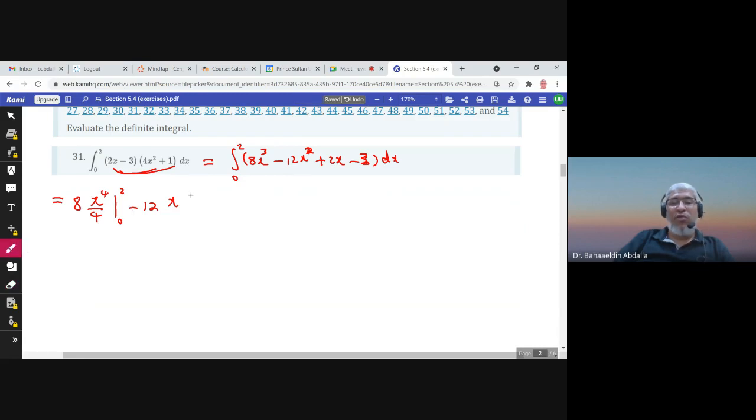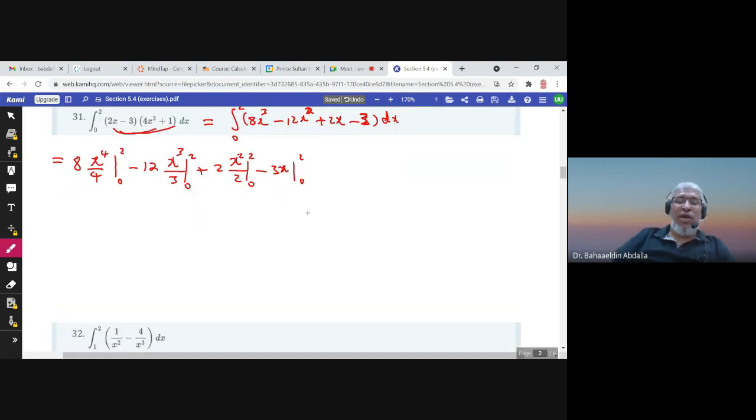So the integral would be 12x cubed, I add 1 to the 2, over 3, plus the integral of x, of course, from 0 to 2. The integral of x is x squared over 2, minus 3x. All of them are from 0 to 2. So I will have 8 over 4, which is 4. The numbers, you just take them out.